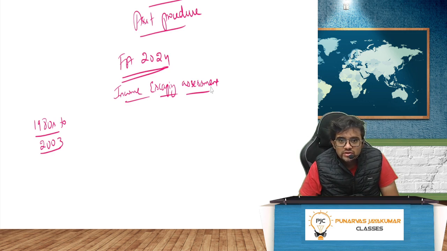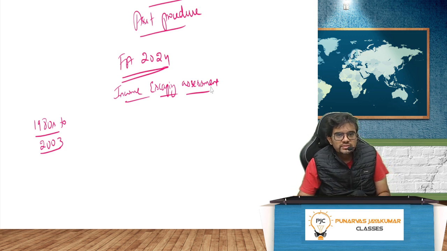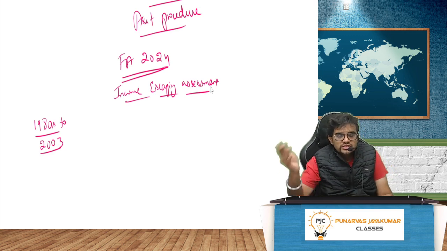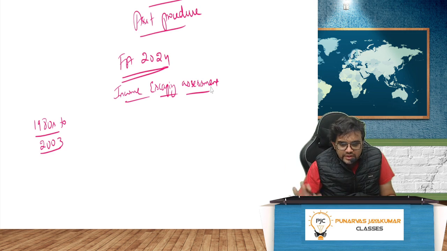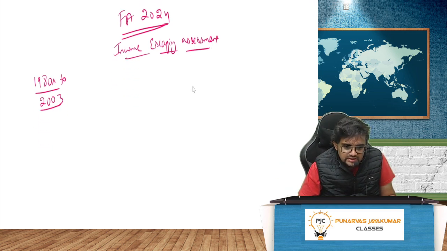Maybe a Supreme Court disallowance, court order, tribunal order where they'll disallow. So that is also income escaping assessment. If you disallow, obviously it means that you have not paid tax on it. Anyway, from 1980s, before 1980, what was there? I don't know. 1980 to 2003, I can tell you.